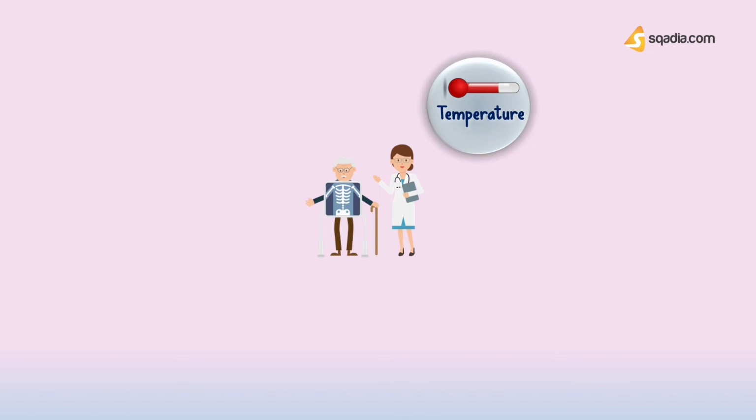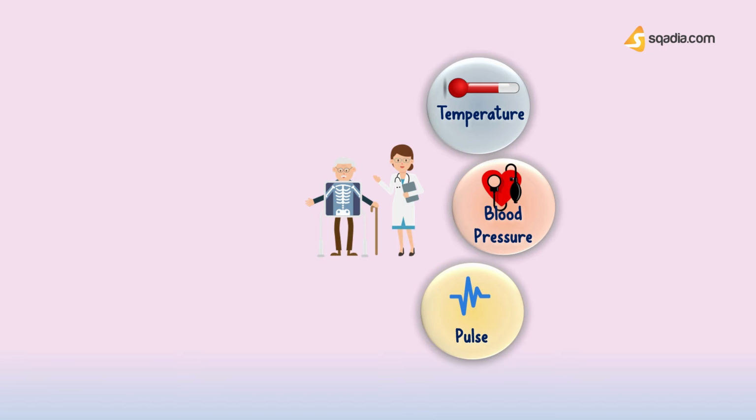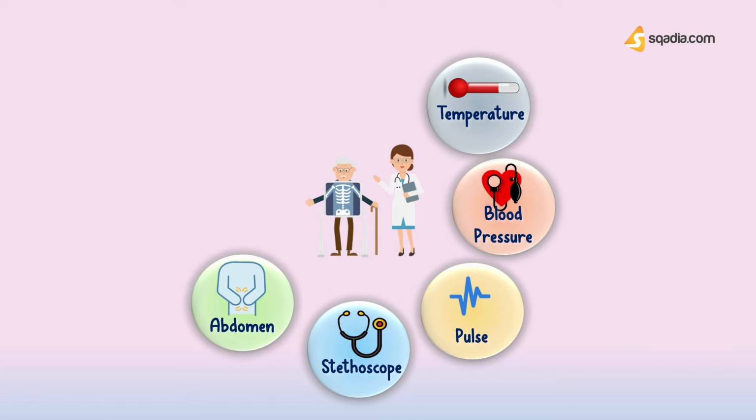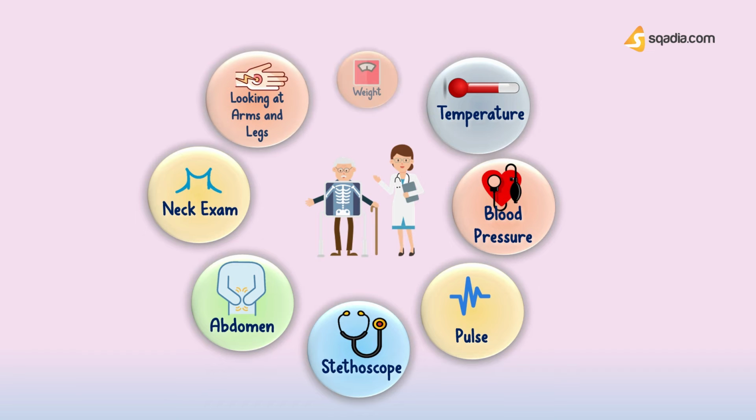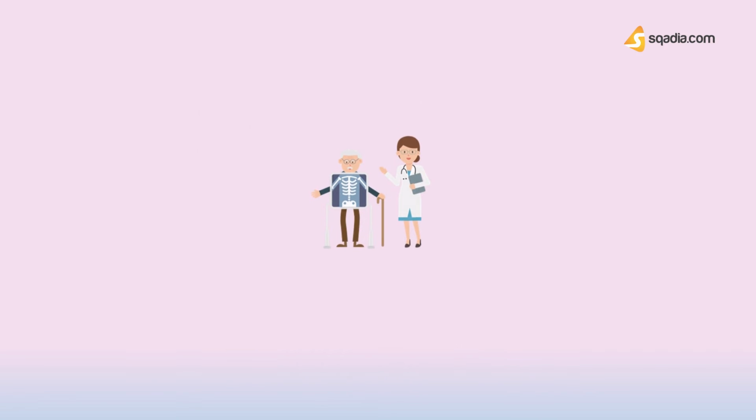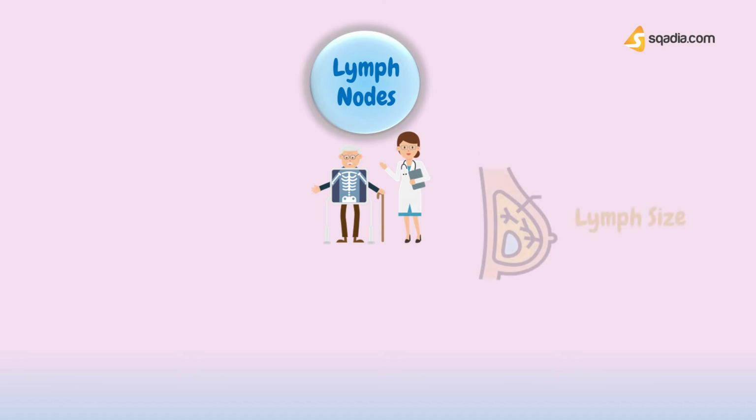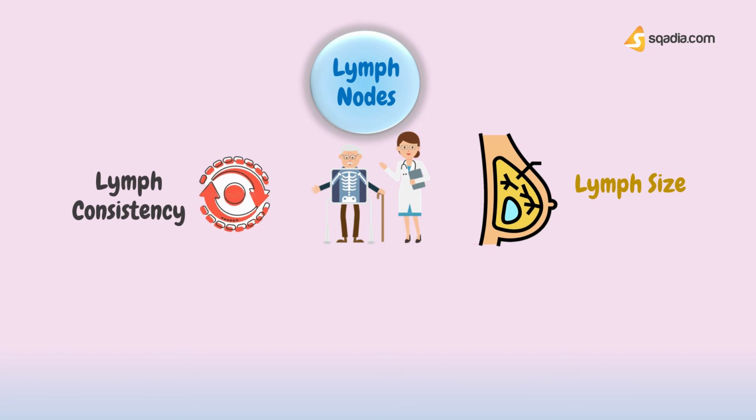Your main role starts here, because you have to examine the patient. This physical examination includes temperature, blood pressure, pulse, listening to your chest and heart with a stethoscope, pushing on the abdomen, a thorough neck exam, looking at legs and arms for swelling, and weight. If the patient has a lump, you will examine the lymph nodes and check the lump for size, consistency, and tenderness.